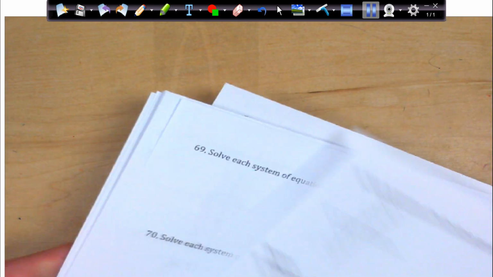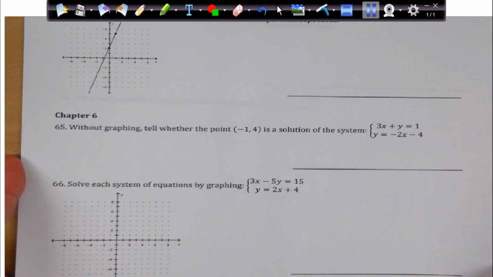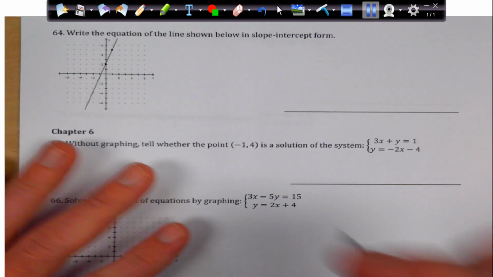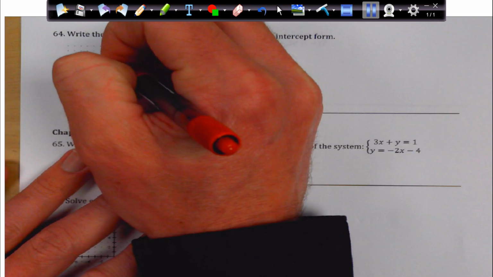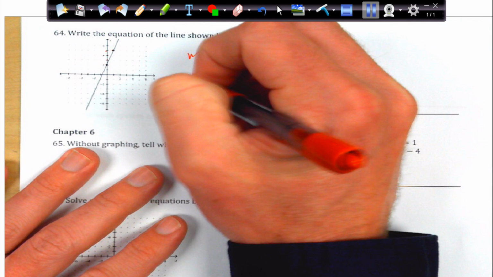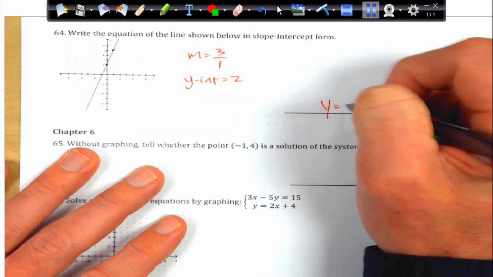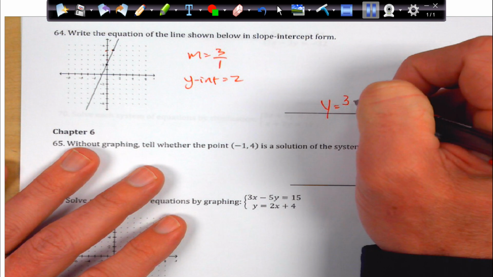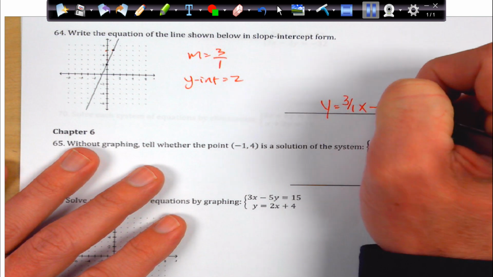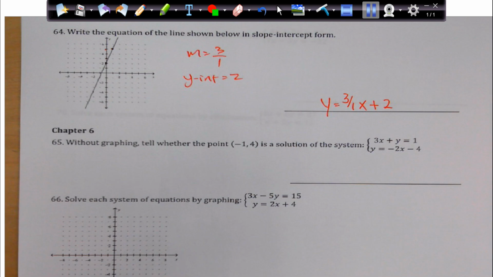Alright, 2 more. Alright, the equation of the line in slope-intercept form, so we just got to find the slope, which is up 1, 2, 3 over 1. And my y-intercept is 2. So we get y equals mx plus b. 3 over 1x plus 2, or you can just write 3x plus 2.